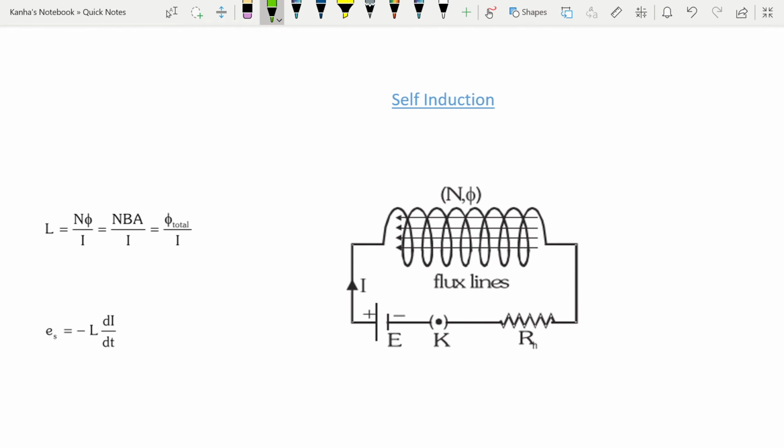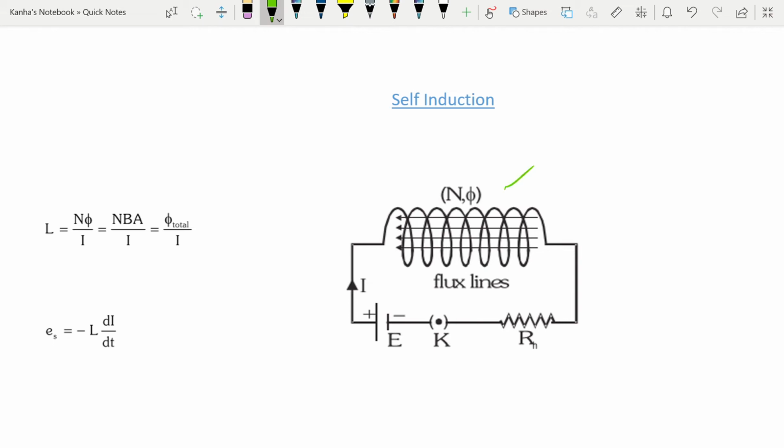Next, let's talk about self-induction. When the current through the coil changes, the magnetic flux linked with the coil also changes. Due to the change of the flux, there is a current induced in the coil which itself opposes the change in the magnetic flux, or it tries to oppose the change in the current in the system. This phenomenon is known as self-induction, and the factor by virtue of which the coil shows opposition to this change is known as the coefficient of self-inductance of the coil.